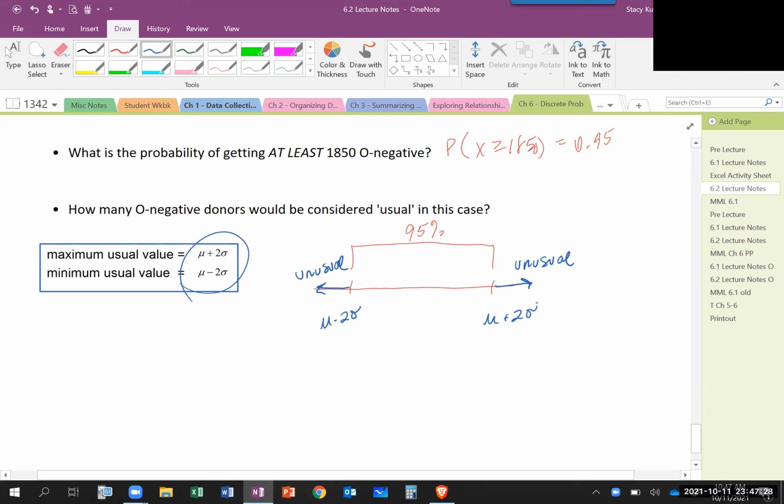How do I find the mean of this sampling? How do I find mu sub x? Mu sub x was N times P, correct? So somebody tell me, what is N times P? That would be 32,000 times 0.06.